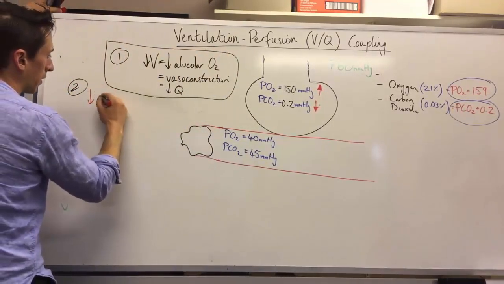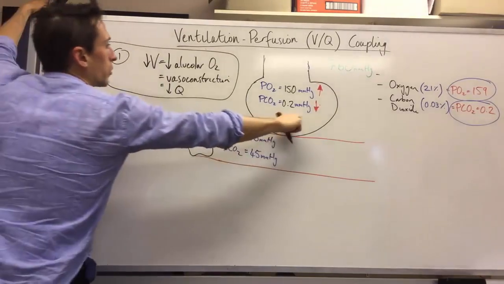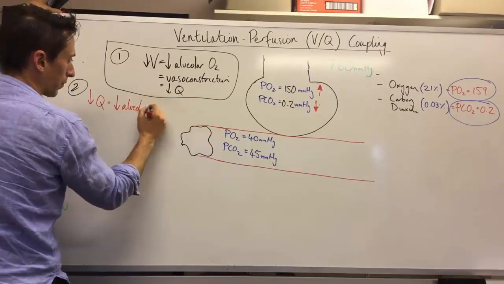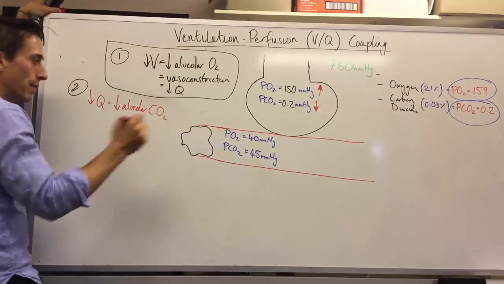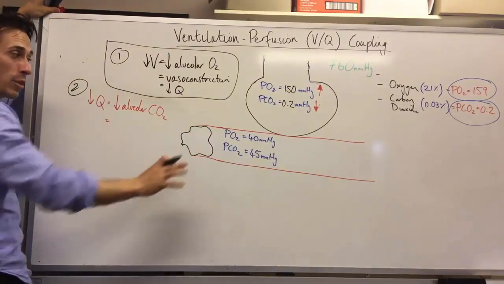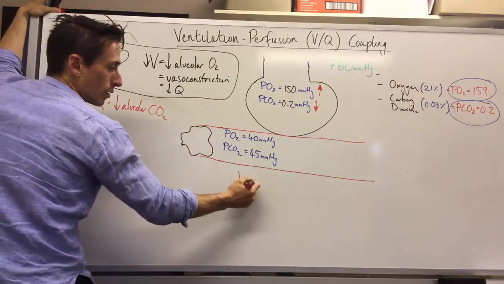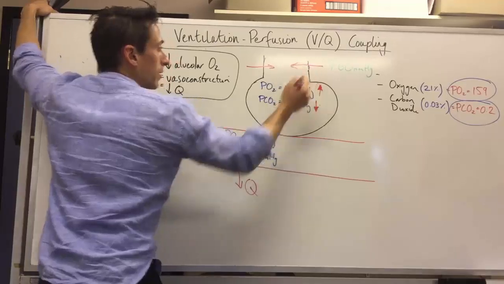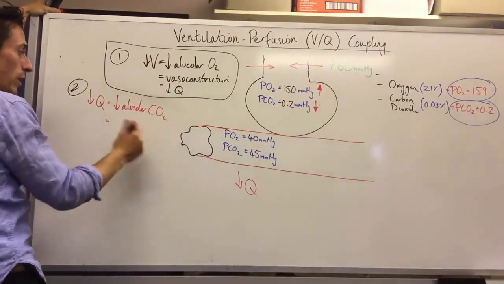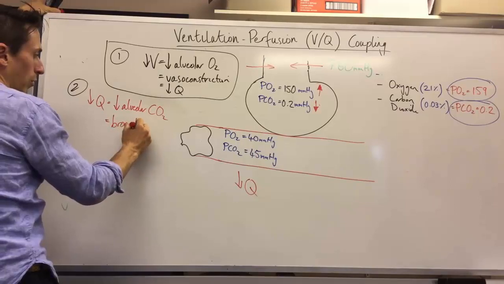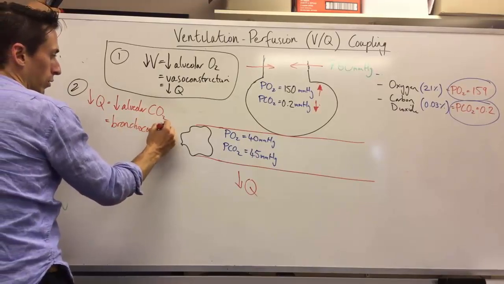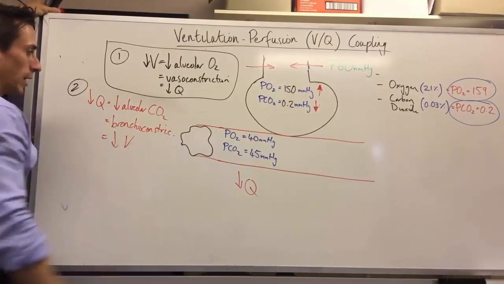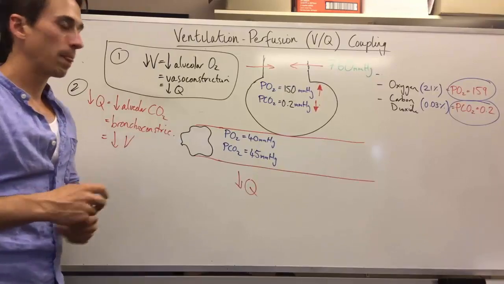A drop in perfusion because of the clot resulted in a drop in alveolar CO2, and this results in, how are we going to match it? This is dropped. What do we want to do? We want to drop this. So we want to bronchoconstrict. So a drop in alveolar CO2 equals bronchoconstriction, which equals a drop in ventilation.